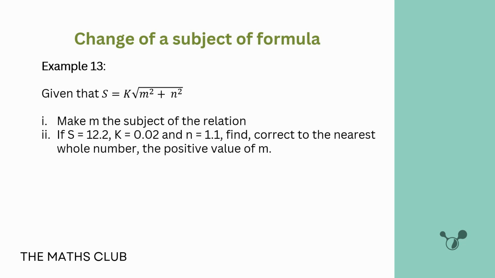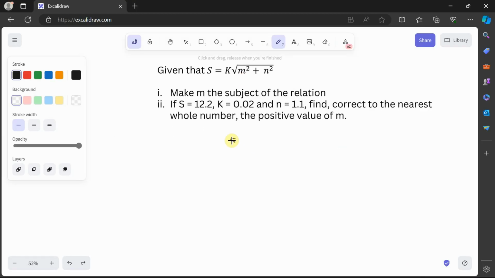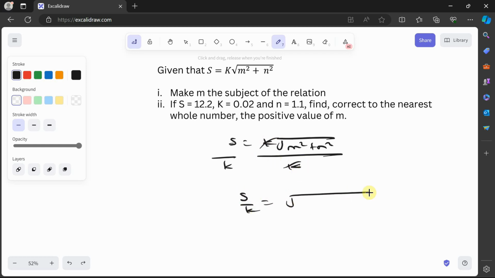Welcome back. Let's solve it together. So to make M the subject of the formula, we have S is equal to K square root of M squared plus N squared. If I divide both sides by K, that is S over K is equal to, this one will have cancelled this one, so this is square root of M squared plus N squared. Now if I square both sides, this will give me S squared all over K squared, right? So this is equal to, this square root will have been removed, so this is M squared plus N squared.